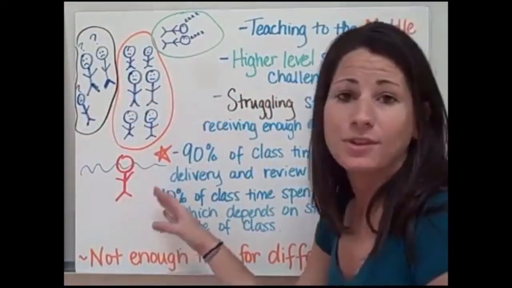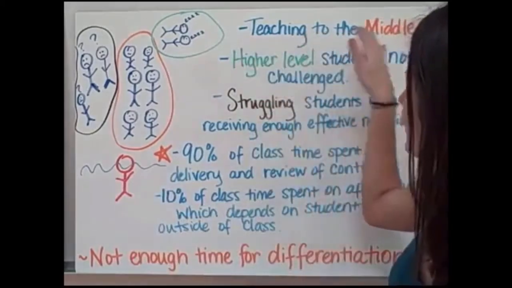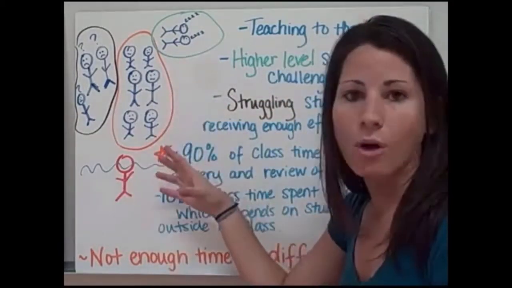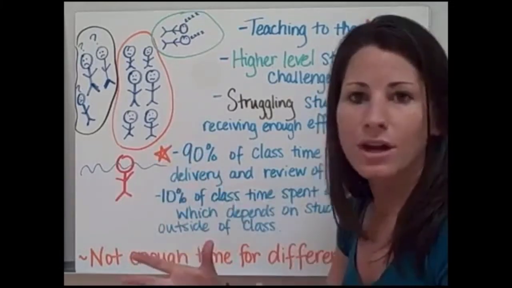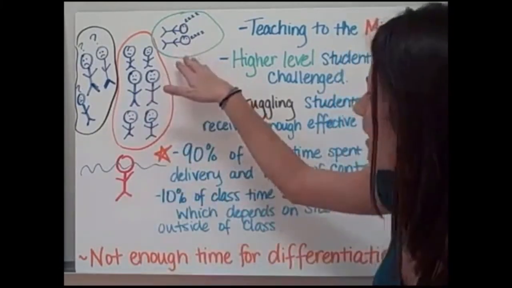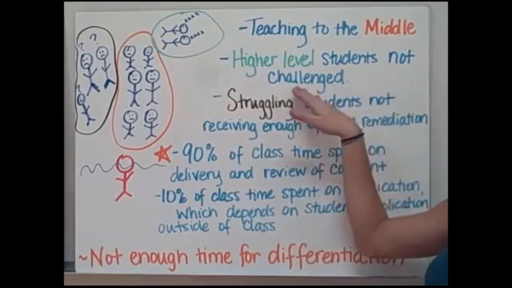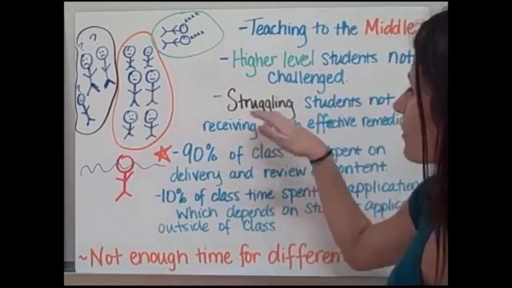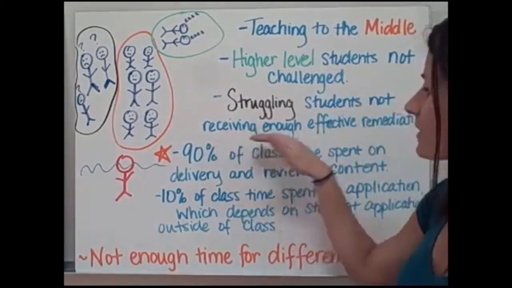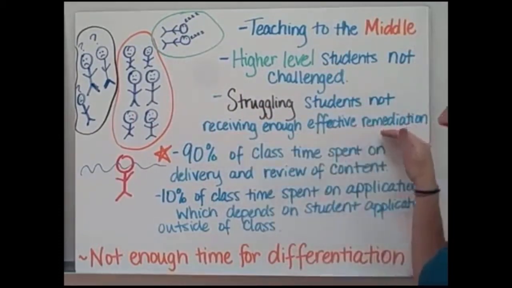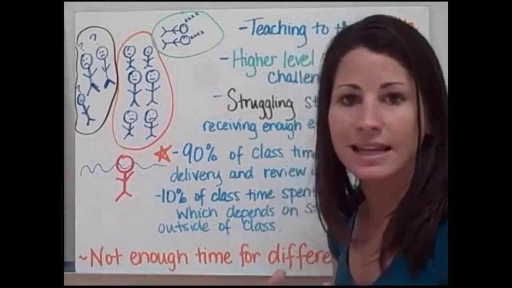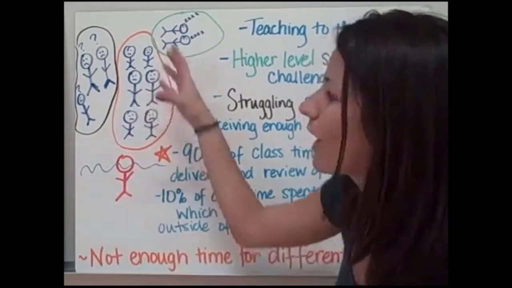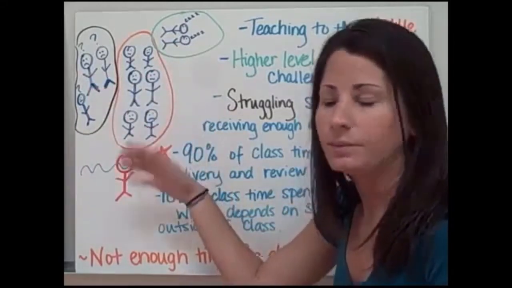This is what my classroom used to look like. I was teaching to the middle group of the class, the students that could follow along with what we were doing, and we were going through the content, while I had a group of higher level students not challenged, bored with the information, ready to move forward. And I had a struggling group of students that were not receiving enough effective remediation. They didn't have the basic content they needed to be working on the content we were currently covering, or they needed more help in order to be successful.